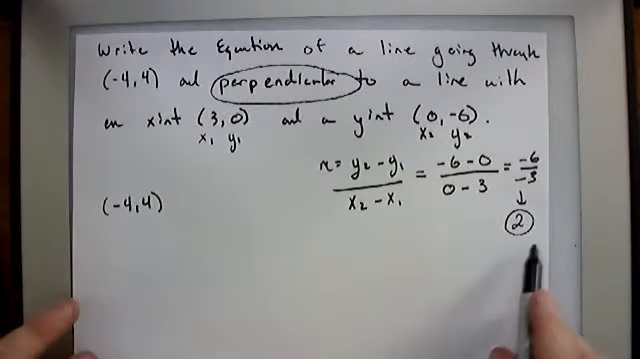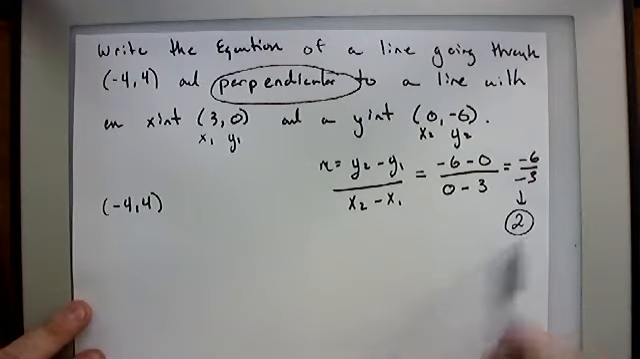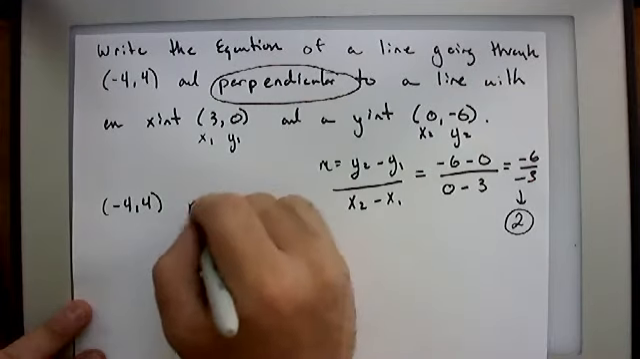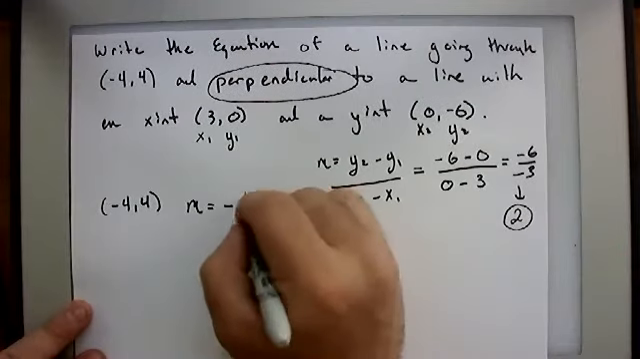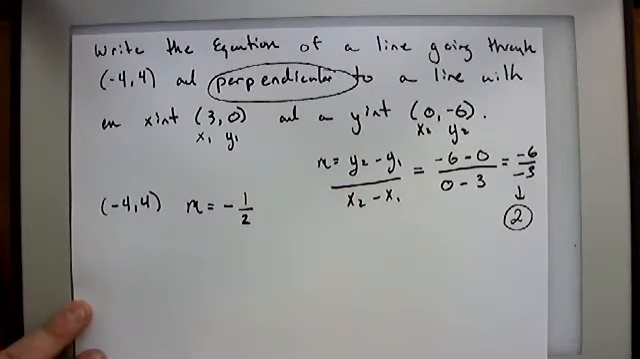Perpendicular means what? Take their slope, which is 2, change it to the opposite, so theirs is +2, ours will be negative, and flip it. Theirs is 2 over 1, so ours will be 1 over 2, and now we have a point and a slope, and it's back to point slope.